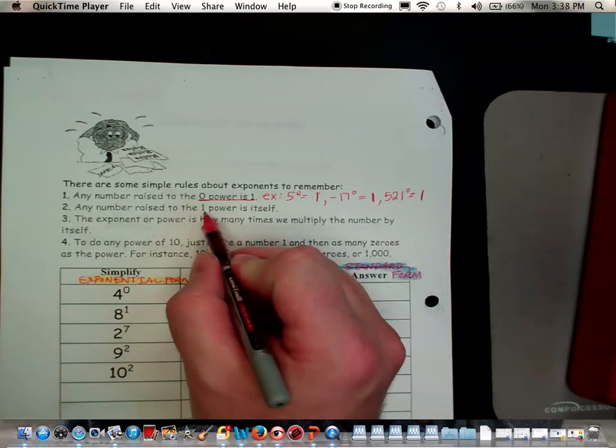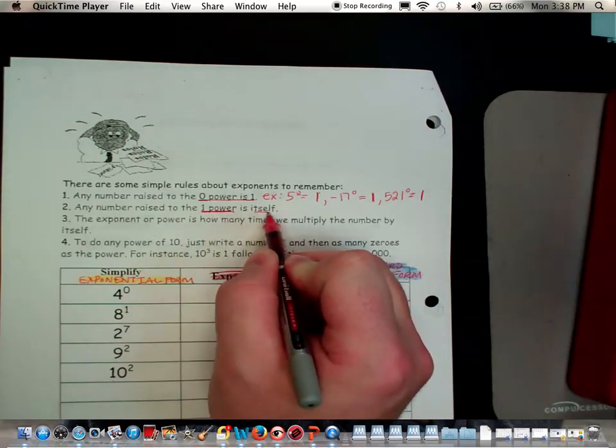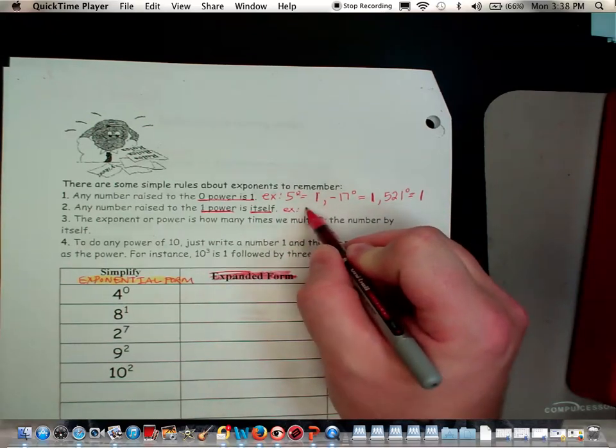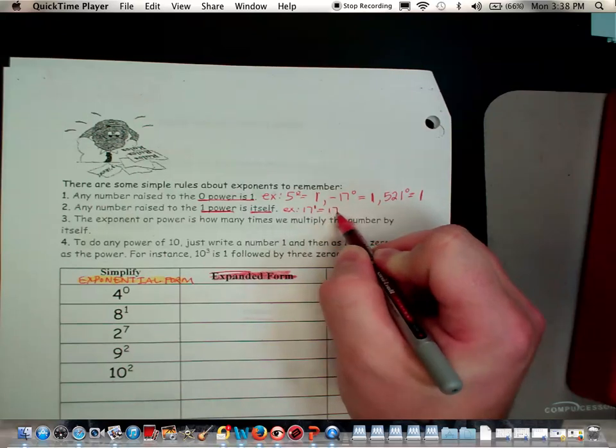Any number with the power or the exponent of 1 is itself. An example, 17 raised to the 1st power is 17.